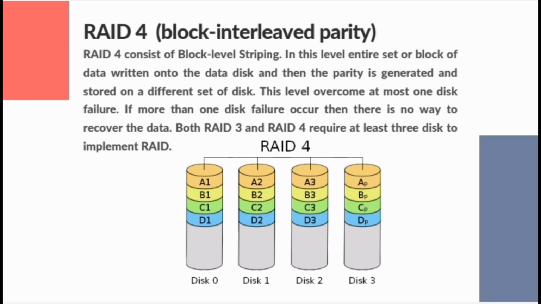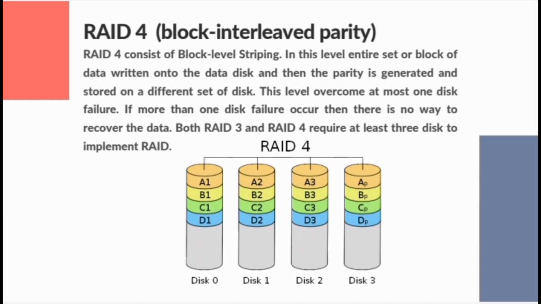This level can overcome at most one disk failure. If more than one disk failure occurs, then there is no way to recover the data. Both RAID 3 and RAID 4 require at least 3 disks to implement RAID. An advantage of RAID 4 is that it can be quickly extended online without parity recomputation as long as the newly added disks are completely filled with 0 bytes.